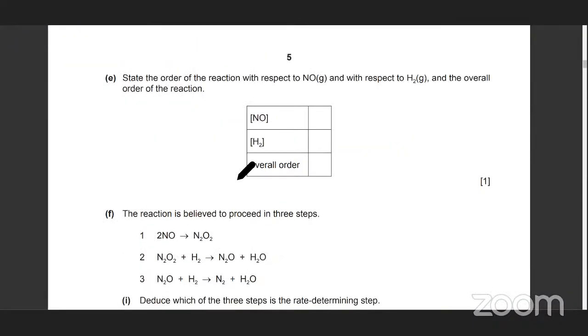So next is state the order of reaction with respect to NO and H2 and the overall order of the reaction. I don't know why it's asking, since he already gave them. So NO was 2, H2 was 1, and the overall order is 3.